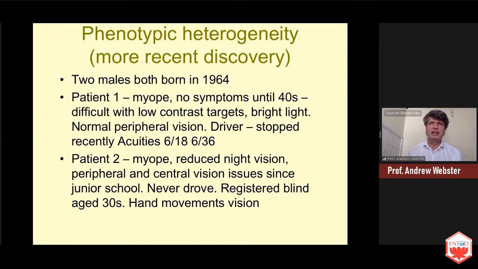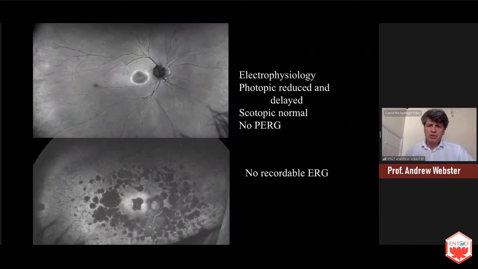He had difficulty seeing the detail of low contrast targets. However, he didn't like bright light. His peripheral vision was normal. He was a driver, but what stopped him was the ability to read a number plate, not his field of vision. A man exactly the same age had a different story. He's short-sighted, had reduced night vision and peripheral and central visual loss at school before he left school at 18. And even in junior school he was affected. He never was able to drive. He was registered blind, severely sight impaired in his 30s. And when seeing him recently, his acuity was hand movements. And those are the two cases.